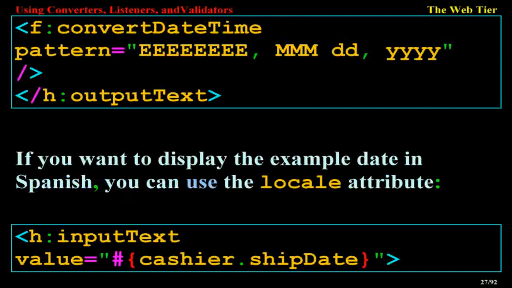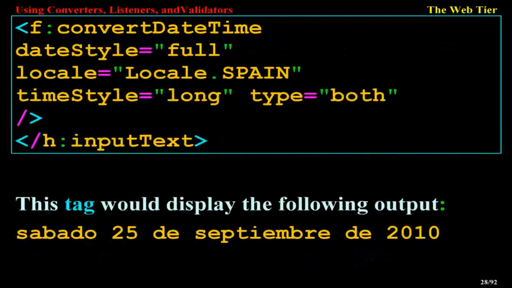If you want to display the example date in Spanish, you can use the locale attribute: <h:inputText value="#{cashier.shipDate}"> <f:convertDateTime dateStyle="full" locale="#{locale.Spain}" timeStyle="long" type="both" /> </h:inputText>. This tag would display the following output: Sábado 25 Septiembre de 2010.